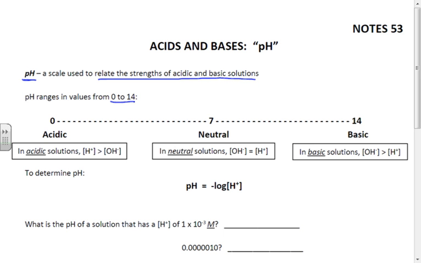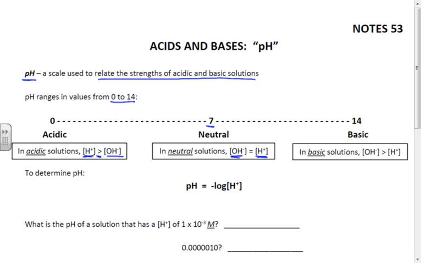And smack dab in the middle, with a pH value of 7, is where we have neutral solutions. Pure water is going to be a neutral solution. And in those solutions, the number of hydroxide ions is completely equal to the number of hydrogen ions. But if we start to have more hydrogen ions than hydroxide, whenever the hydrogen ion concentration, that's what it means when it's in brackets like this, is greater than the hydroxide ion concentration, then you will have an acidic solution.